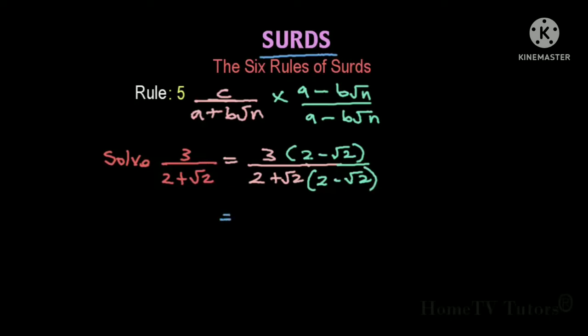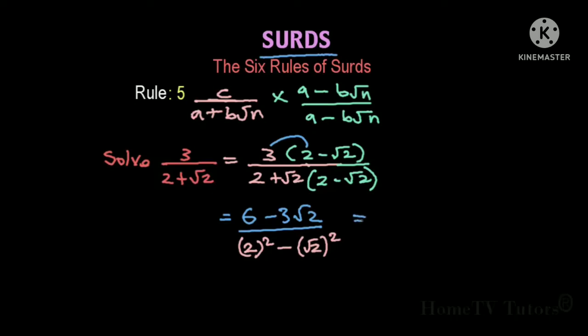So now for the numerator, we open the bracket, so we have 3 times 2, which will give us 6, then 3 times minus square root 2, which will give us minus 3 square root 2, alright. Then for the denominator, we use the idea of difference of two squares, and that is 2 squared minus bracket the square root 2 squared. Okay, good. So this is the idea of the difference of two squares.